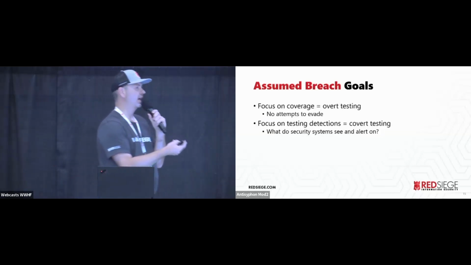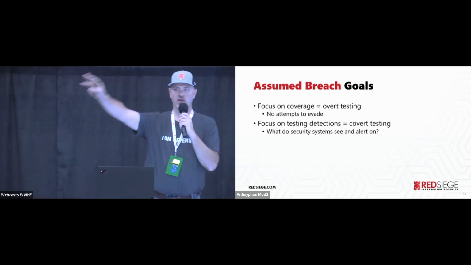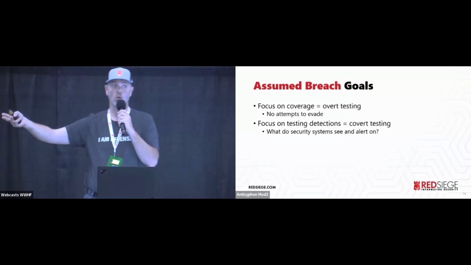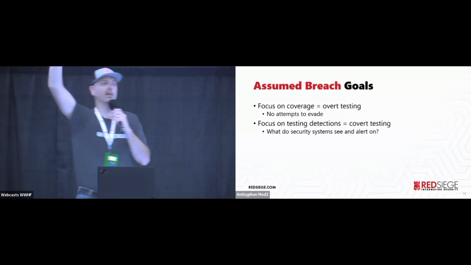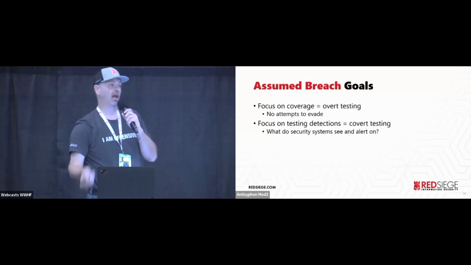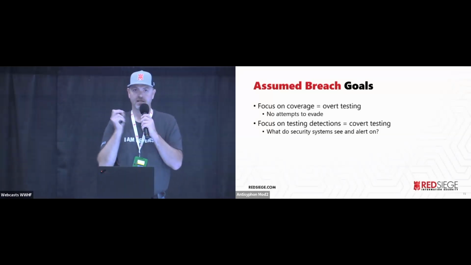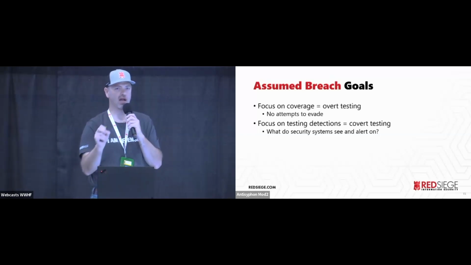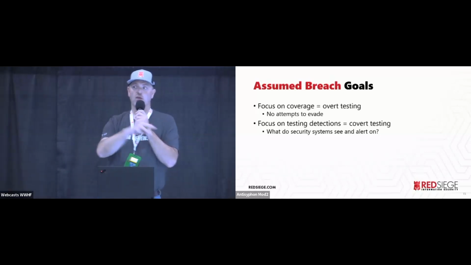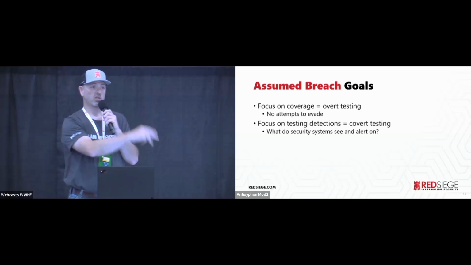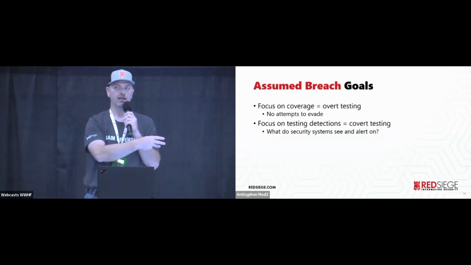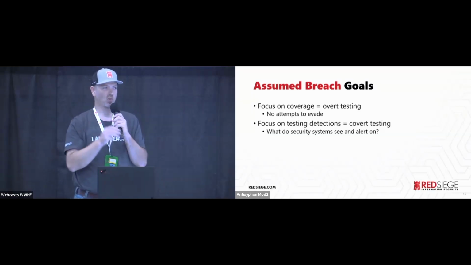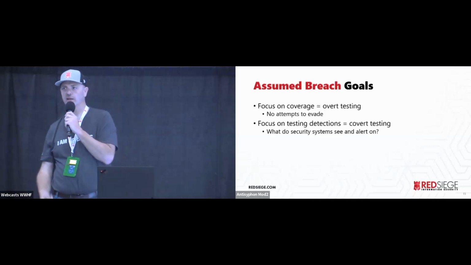I will tell you that if we're focused on coverage, the client wants us to find as much as possible, we'll say that's overt testing. We're not trying to hide. Hey guys, we're here, we're making a lot of noise. That's us. If it's focused on testing detections, like can the blue team identify us and kick us out? That's covert testing. So those kinds of tests are going to be much quieter and probably won't find nearly as many things because now we're not focused on finding stuff, we're focused on playing cat and mouse so that the client can find us.